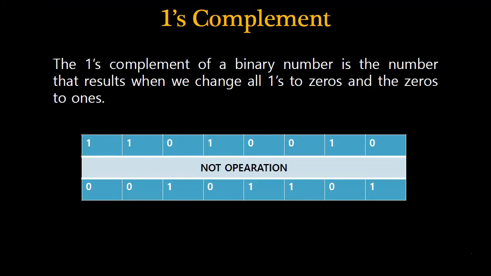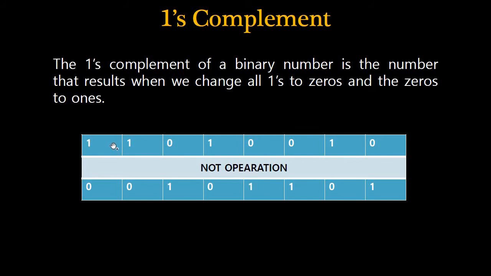Then comes the ones complement. The ones complement of any binary number is the number that results when we change all the ones to zeros and all the zeros to ones. It may be called the inversion or the NOT operation of any binary number.